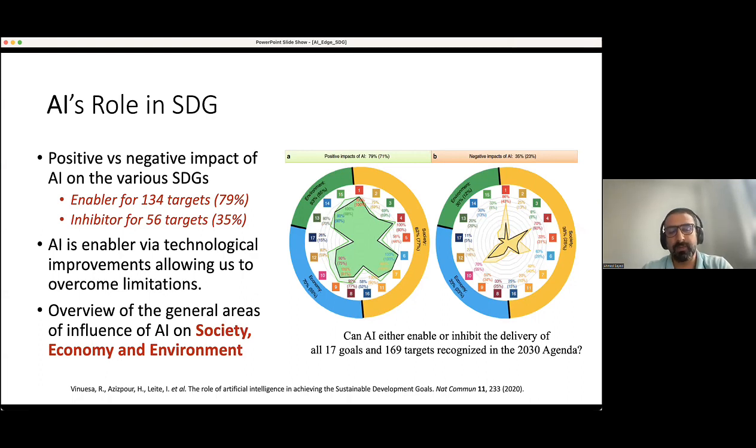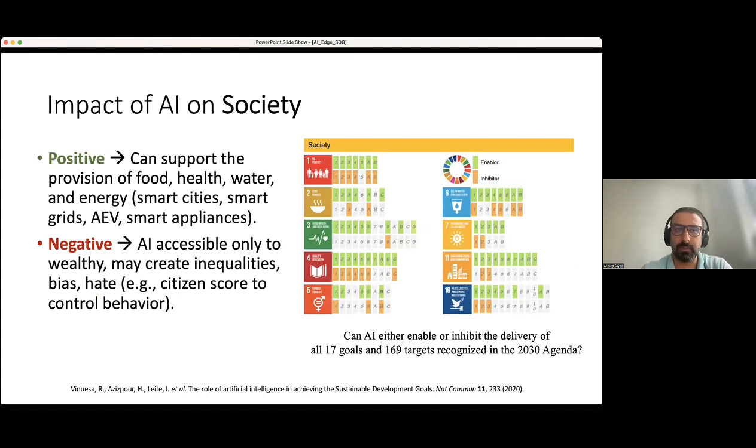So mainly they find that AI is an enabler via technological improvements, which allow us to overcome many limitations in these targets. And they try to categorize and classify these targets into general areas, such as their impact on society, economy, and environment. So first, on the society part, they found that AI can have a positive impact by supporting the provision of food, health system, water, and energy in smart cities and smart grids and electric vehicles and smart appliances.